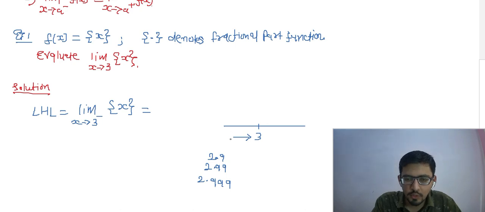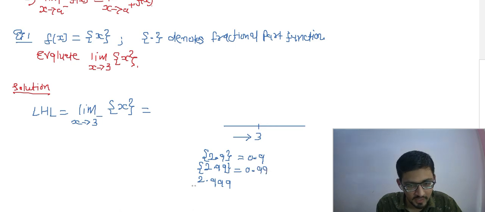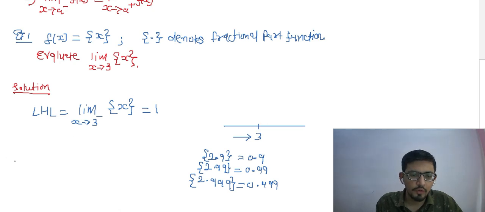So if x is approaching 3 from the left side, what will the fractional part of x do? You know the fractional part of 2.9 is 0.9. Then the fractional part of 2.99 is 0.99. Then the fractional part of 2.999 is 0.999. So you can see the tendency here. If x is approaching 3 from the left side, f of x is approaching 1. So the LHL will be 1. That much is done. Now focus on the RHL.